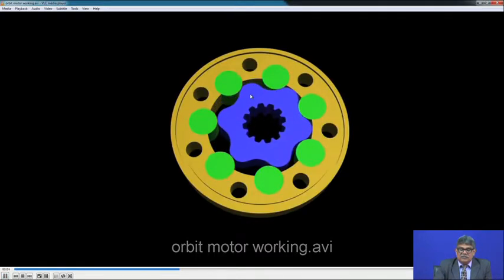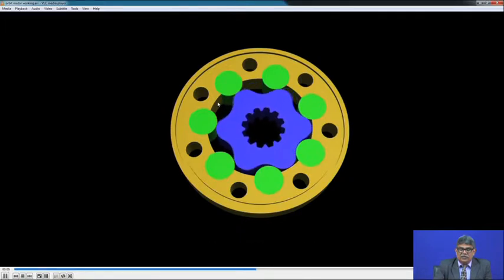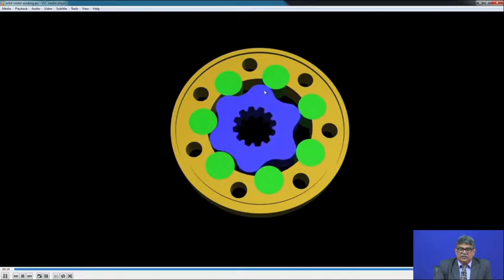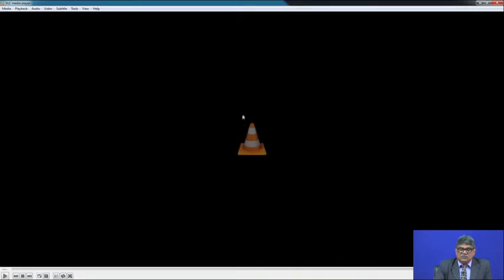Let us consider this one. This is coming over here, whereas it is coming inside. So by that time it has rotated one revolution.